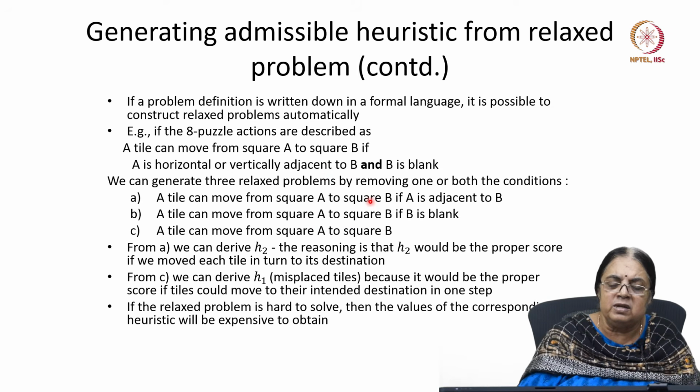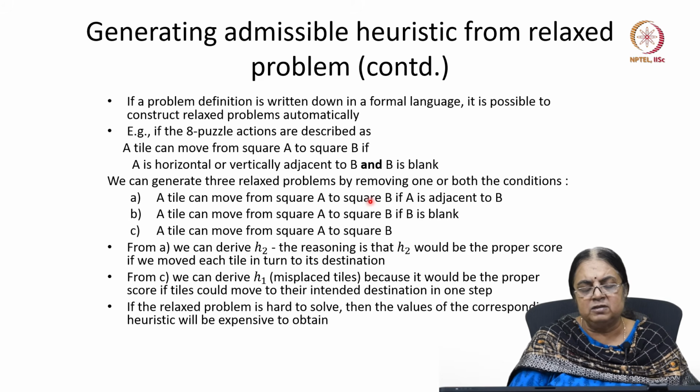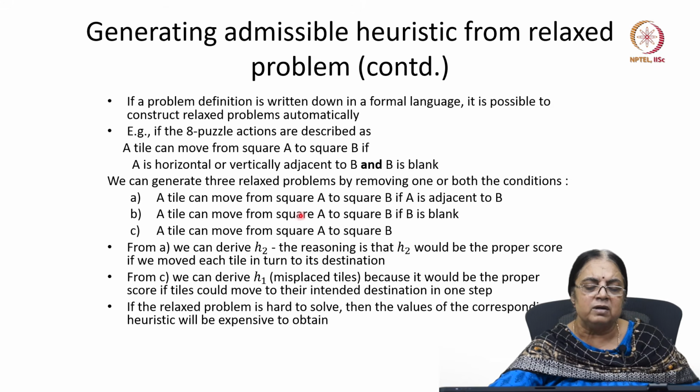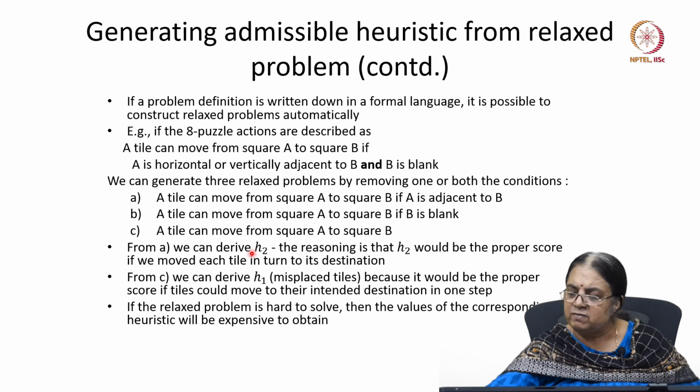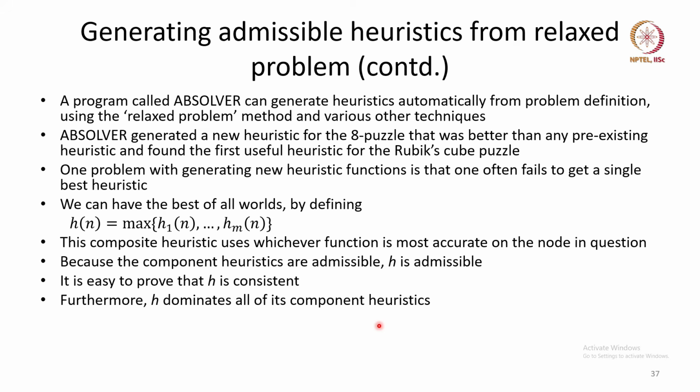So what we are doing here is actually getting the relaxed problem and finding the solution for that and using that as the heuristic, okay. So like it says, from A you can derive H2, okay, and from C we can derive H1, okay. So that is one way of getting the relaxed heuristic.